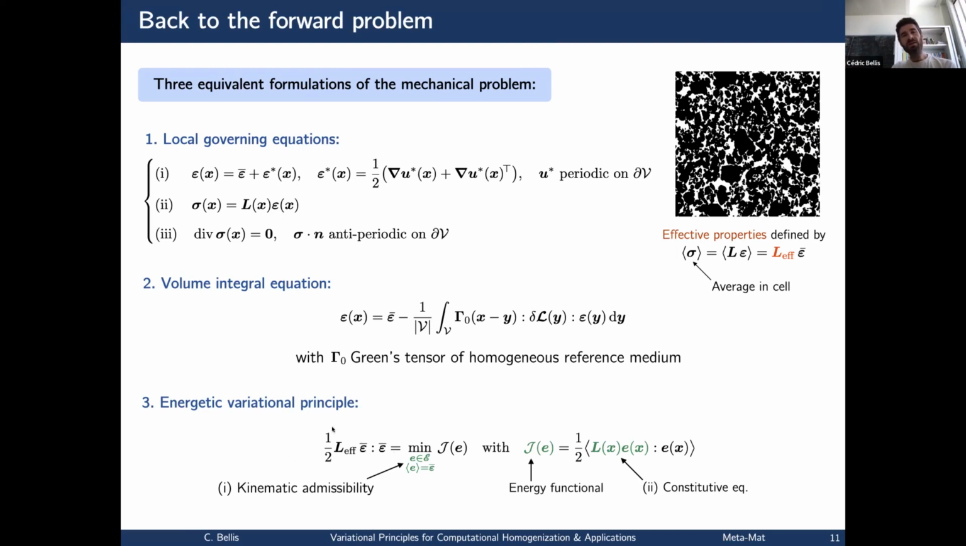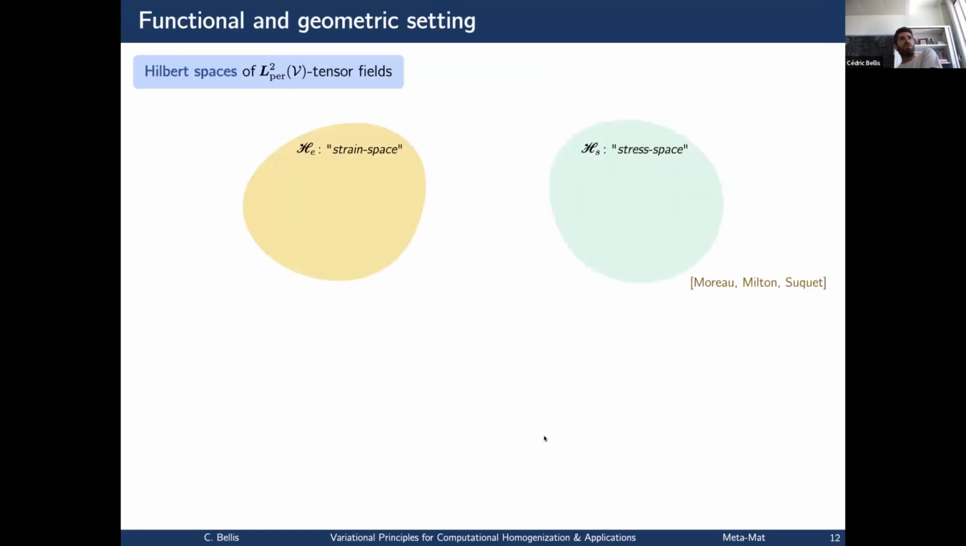So in the next part, I would like to discuss in more extent this type of variational principle. To do that, I would like, in the next couple of slides, to introduce some functional background. This has been known for a long time, typically in the works of Jean-Jacques Moreau or Graham Milton and Pierre Suquet as well.